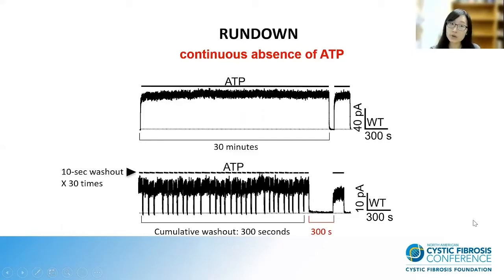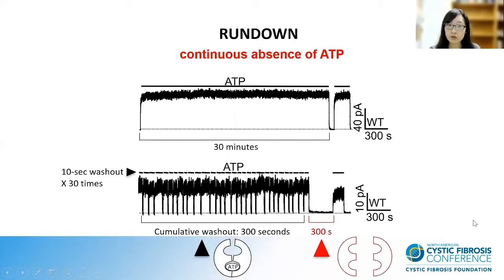And here's how we interpret these results. The closed channels in the short interval, as indicated with the black triangle, are different from the closed channel in the prolonged washout, colored in red. In the short washout, the channel is closed, but Cy1 ATP is still bound. In the long washout, Cy1 is empty. We can therefore say that rundown happens only when the MBDs are fully separated.